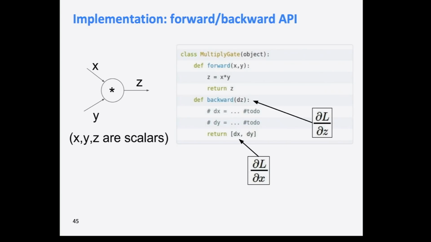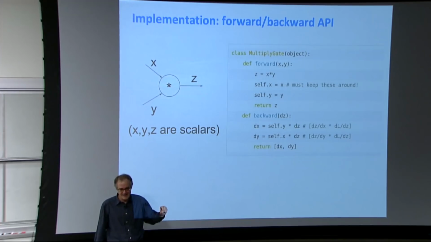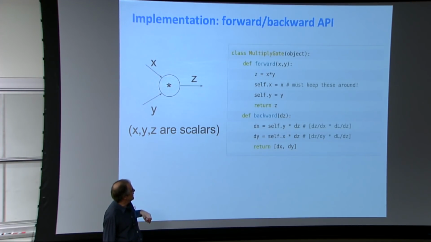First of all, in the forward pass, we have to remember to stuff away in some variables what values were given to us in the forward pass, or else we won't be able to calculate the backward pass. So we store away the values of x and y.